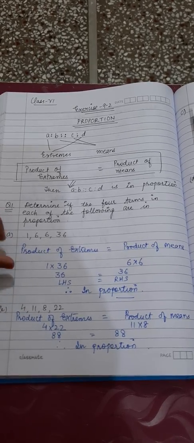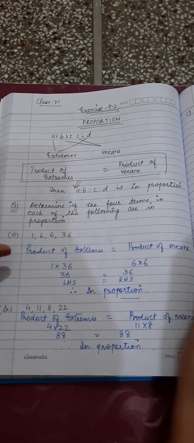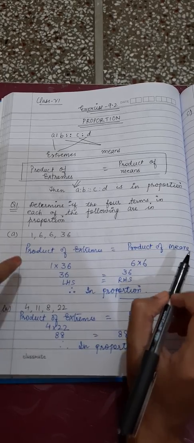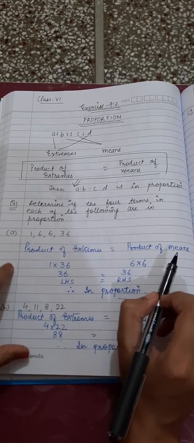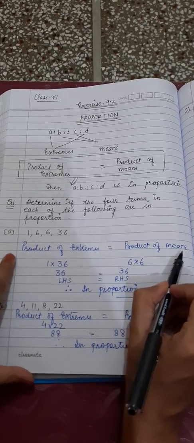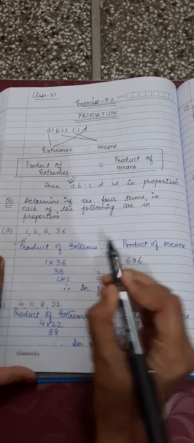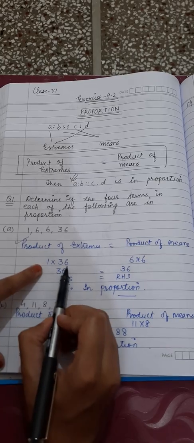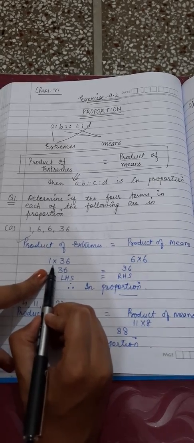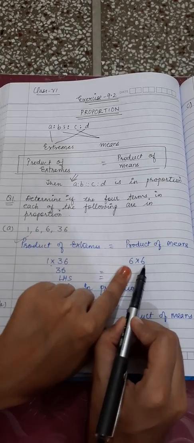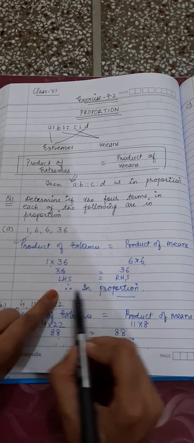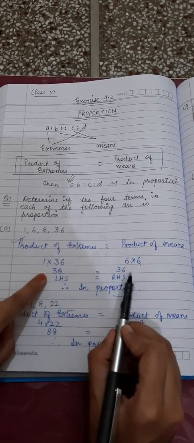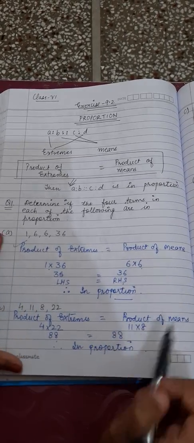This is the perfect way of writing the question. Firstly, you are going to write this formula in every part, in every question. Wherever a proportion question comes, you are going to write this formula. This is a must: product of extremes equals product of means. Take the extremes and find the product. Take the means and find the product. If both sides come the same, that means they are in proportion. If the sides do not come the same, they are not in proportion.